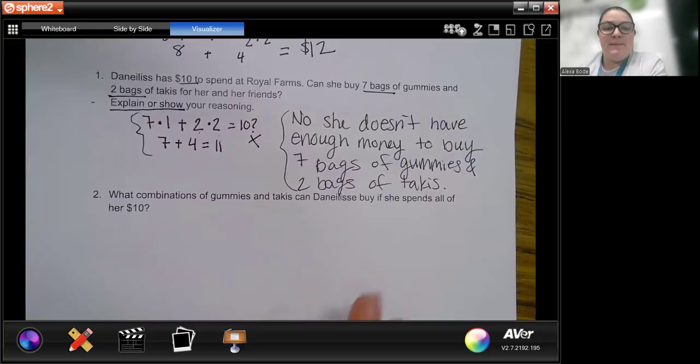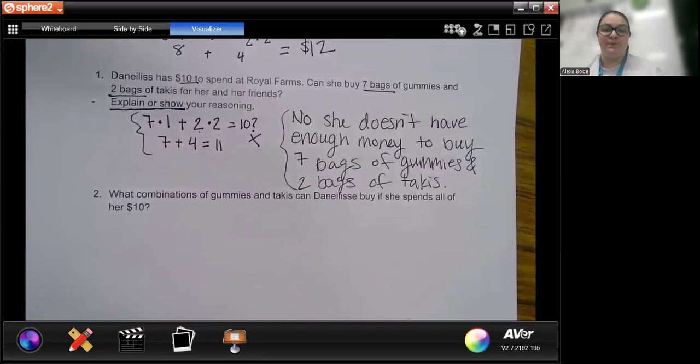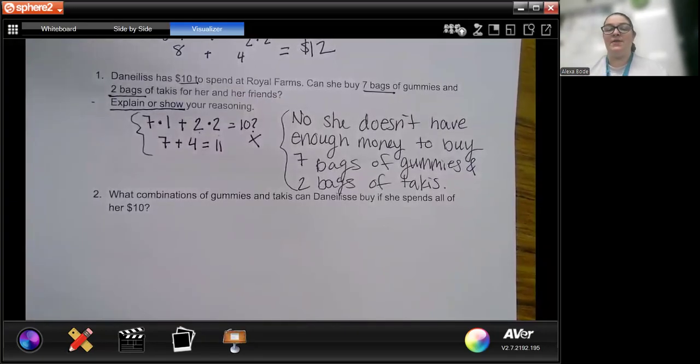Okay, number 2, what combinations of gummies and Takis can Danalise buy if she spends all of her $10? So she's spending all $10. We're not leaving any money left over. I want you to come up with a combination of gummies and Takis that she can buy. Any combination you want.